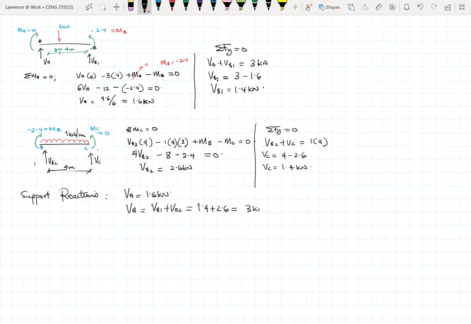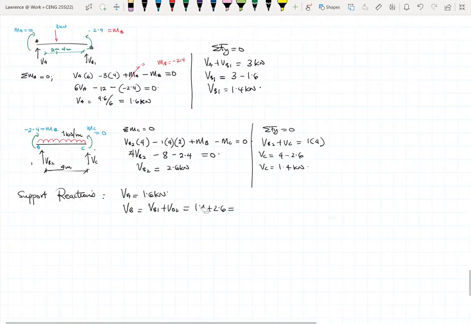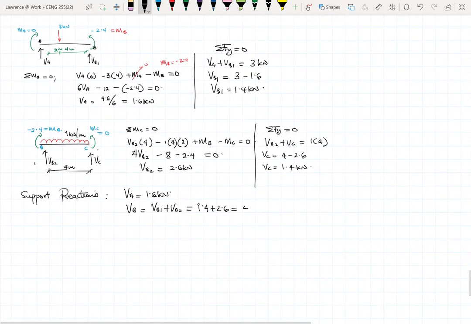It's supposed to be 4. So it's 4 kilonewtons, and then VC will give us 1.4 kilonewtons. Let's see if it makes sense.